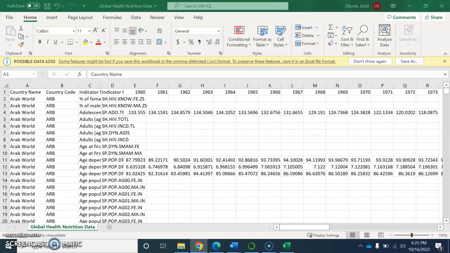The time series data set I found was gotten from data.world, and it shows the global health nutrition data, and the data set includes 345 indicators. If you can see the Excel sheet, it shows the country name, the codes, the indicators, and the data was collected on a yearly basis from 1960 to 2016. And this just provides the health, nutrition, and population statistics that were gathered from a variety of international sources.